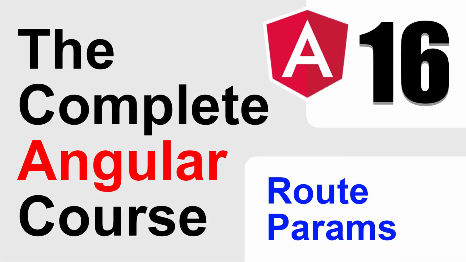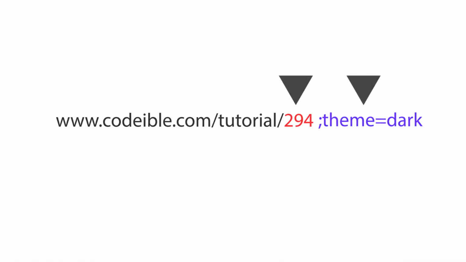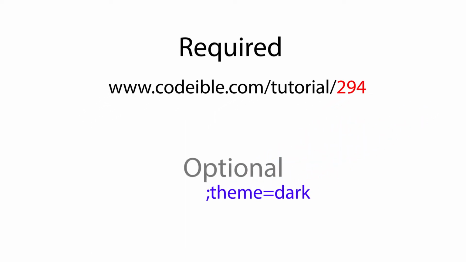In this video, I'll be talking about route parameters. Route parameters are placeholders that we set in the web address of our app. It allows us to pass information through the web address. There are two types of parameters, required and optional.